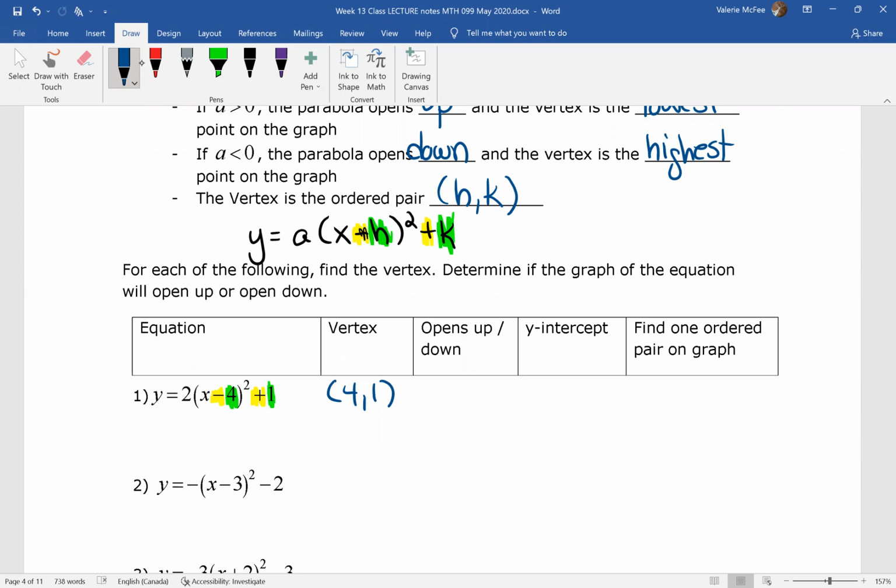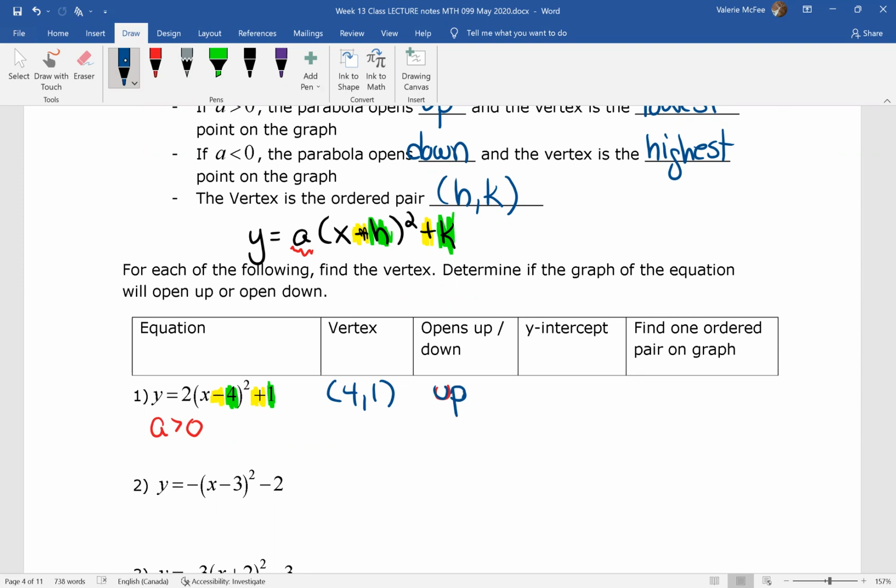Is it going to open up or down? Well, that's when we're looking at a. Is a greater than 0 or less than 0? We see here that a is greater than 0. That tells us that the graph is going to open up.